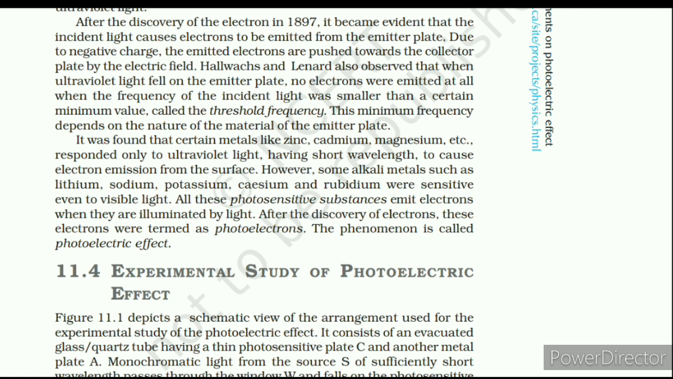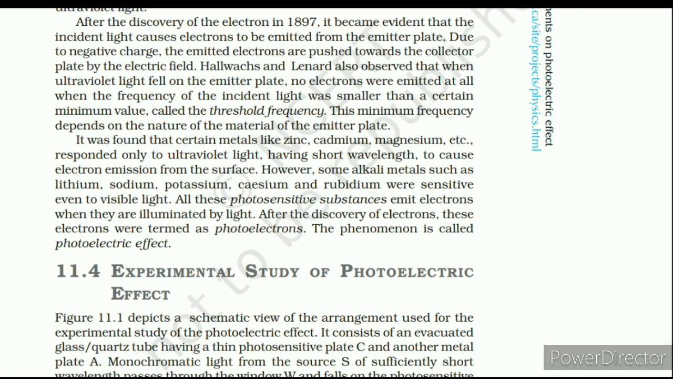The photoelectric current can be increased or decreased by varying the potential of collector plate A with respect to emitter plate C. The intensity and frequency of the incident light can be varied, as can the potential difference V between the emitter C and collector A. We use the experimental arrangement of figure 11.1 to study the variation of photocurrent with intensity of radiation and frequency of incident radiation.